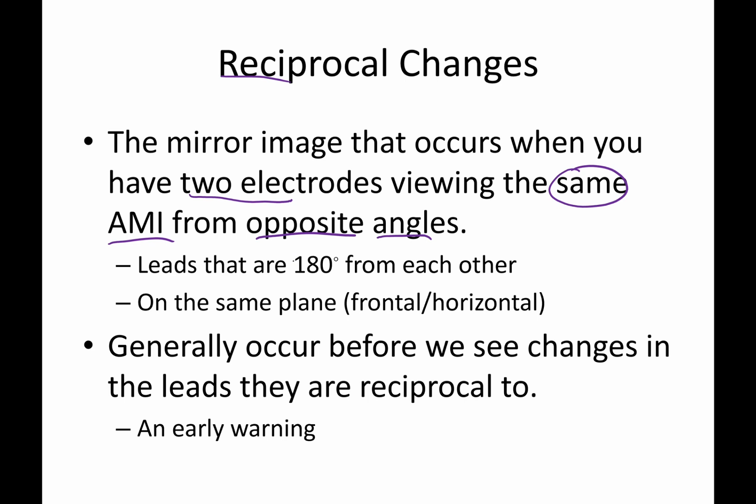It works best if the leads are exactly 180 degrees from each other, but that doesn't truly happen with the way these are laid out, so you get as close as possible. And you can even look at your handout a little bit. We want to try and stick to the same planes if at all possible, but again, that doesn't always work perfect either.